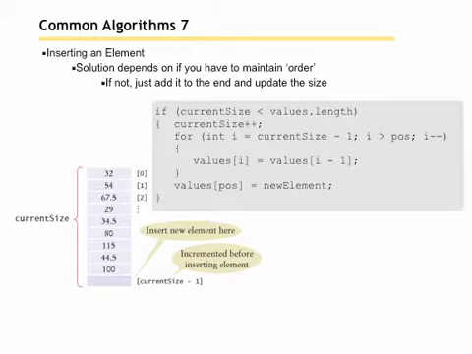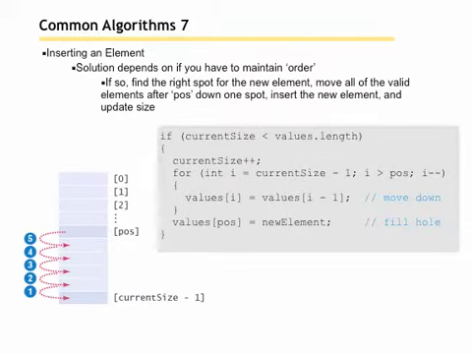Now, given this algorithm on this slide, we can assume that the variable pos already contains the position where we want to insert the new item. So we work backwards from the end of the list, we add one element to the end of the list, then we scoot the stuff out of the way, and then we insert the element: values sub pos equals new element.